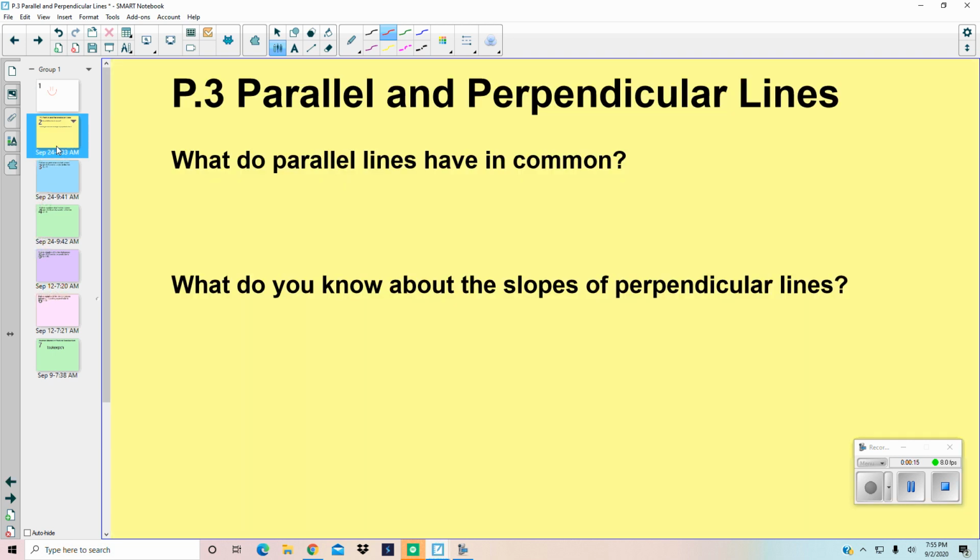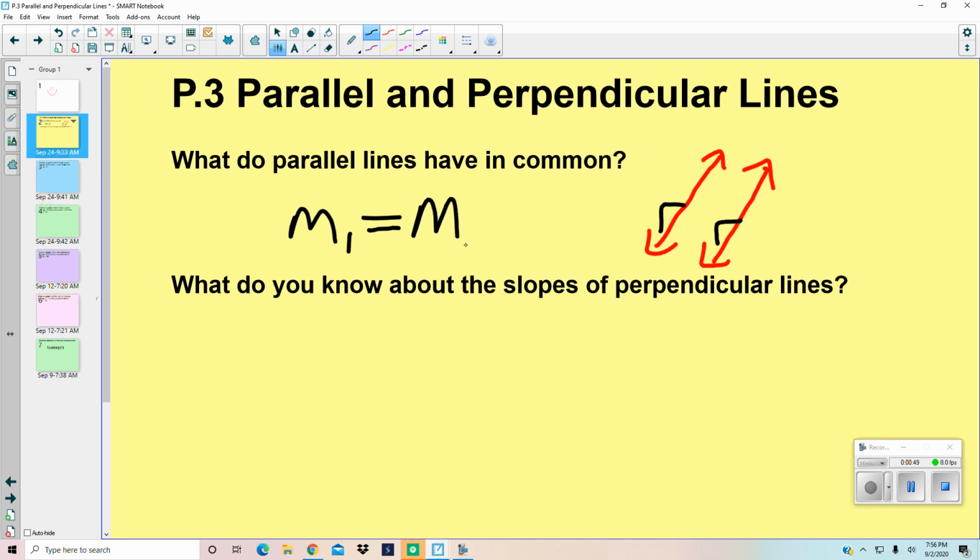All right, so what do parallel lines have in common? If you think about lines that are parallel, if I drew a line and then drew a line next to it like that, those two lines have the same slope. Slope is the difference in the rise versus the run, and if they're parallel, those would be the exact same. What do you know about slopes of perpendicular lines? For parallel lines, M1 would equal M2. M is the slope. The slope of line 1 would equal the slope of line 2.